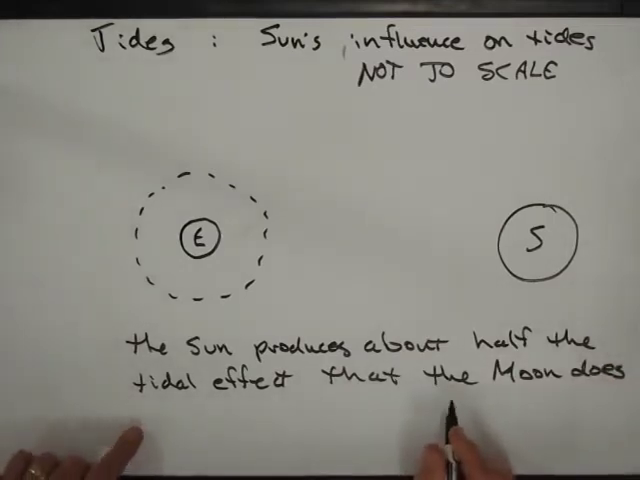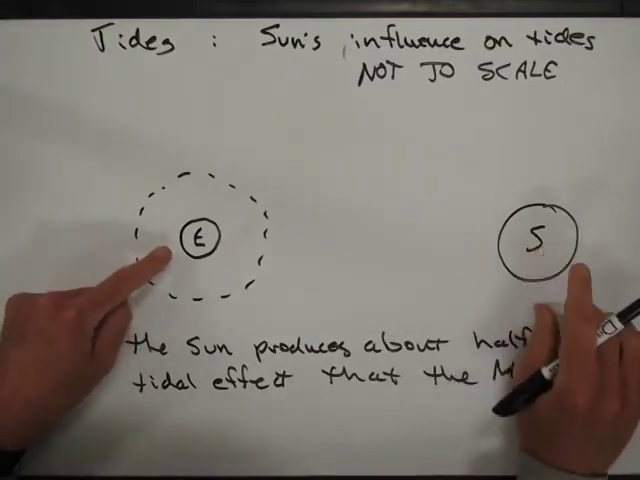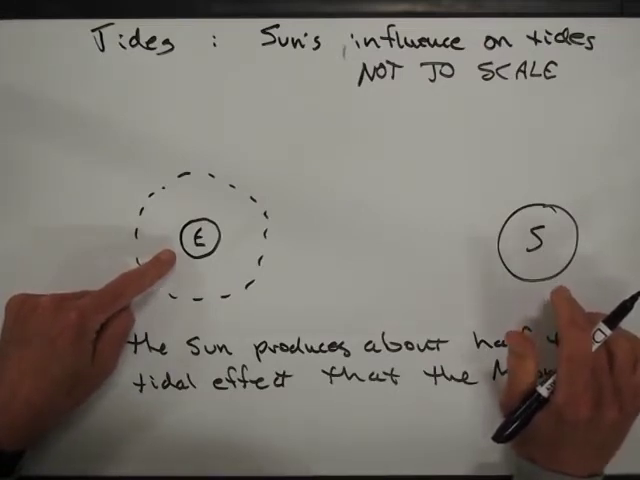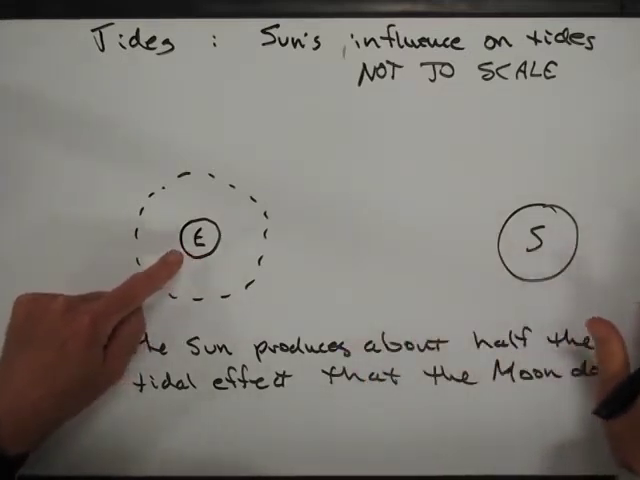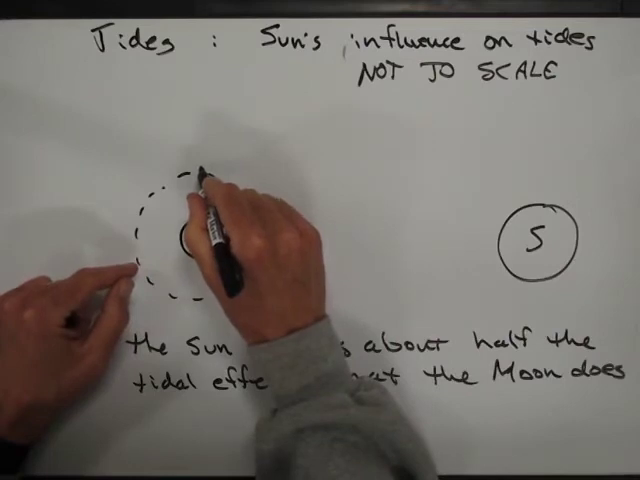The sun produces about half the tidal effect that the moon does. And the sun is much more massive than the moon. The sun is 300,000 times the mass of the Earth, and so that means it's about 300 million times the mass of the moon or something like that. But the sun is much, much farther away. And so it's actually the moon that has a bigger tide effect on the Earth.